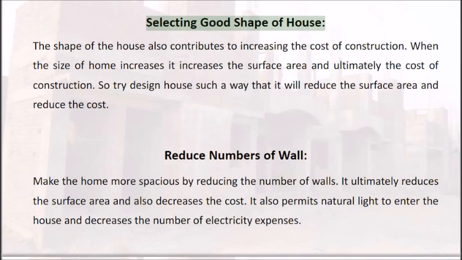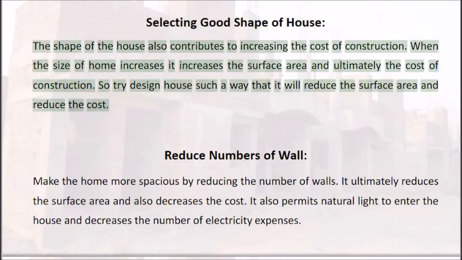Selecting good shape of house. The shape of the house also contributes to increasing the cost of construction. When the size of home increases, it increases the surface area and ultimately the cost of construction. So try to design the house in such a way that it will reduce the surface area and reduce the cost.